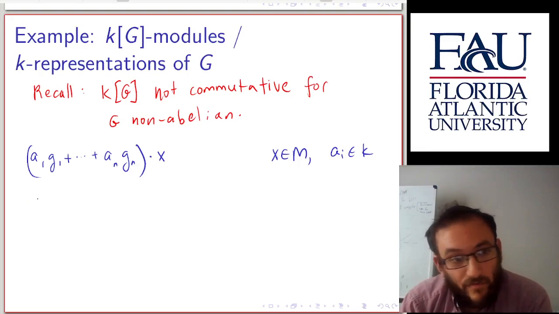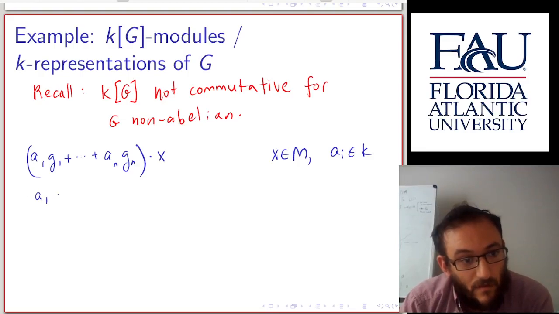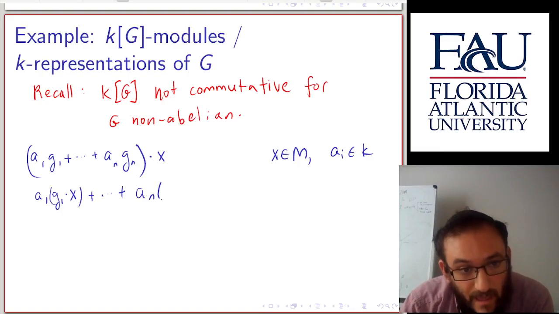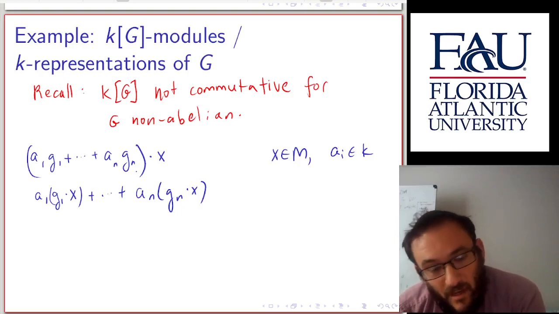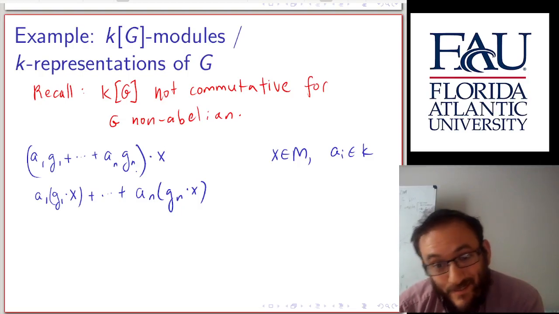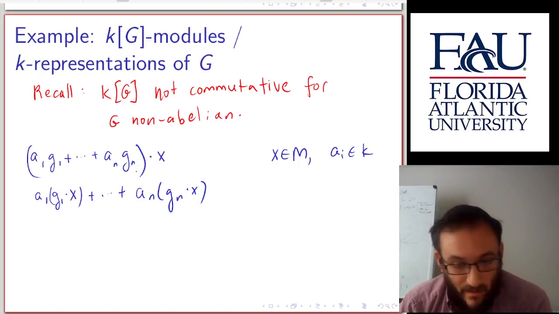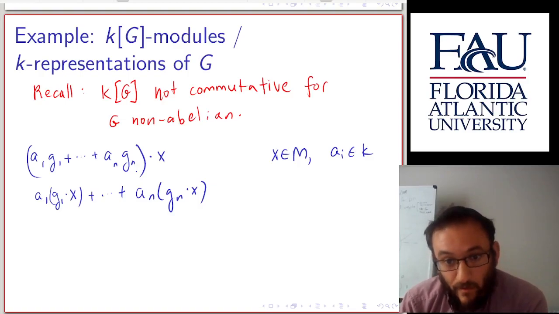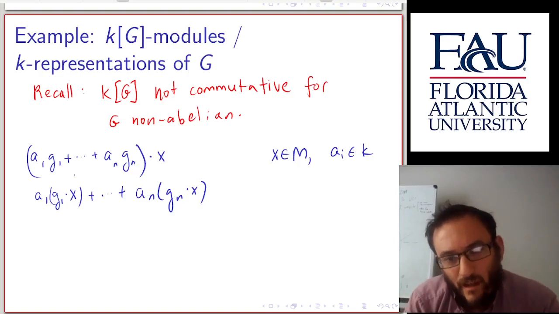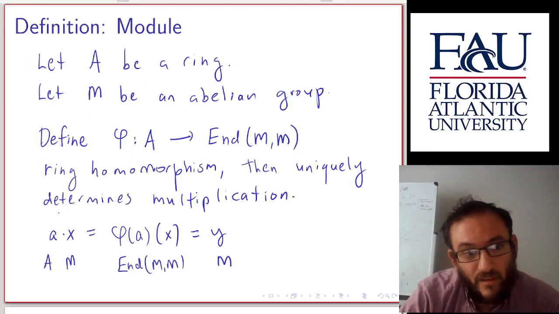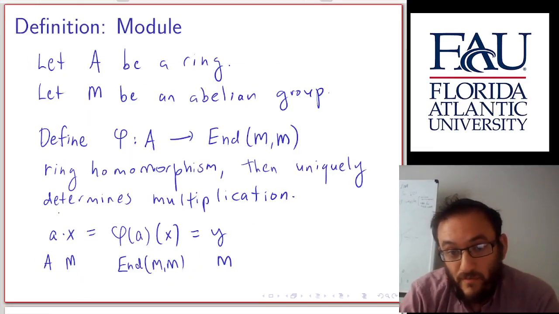Then we're going to have a1 times g1 acting on x, plus, etc., a(n) times gn acting on x. Okay, and the module axioms here are going to translate into the axioms defining a k representation of the group. And you can also get this straight out from our definition above of the map to the endomorphism ring.